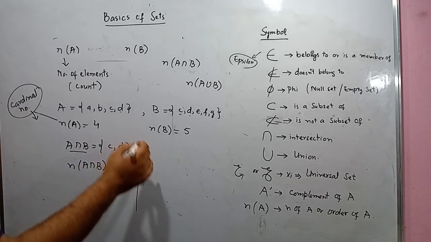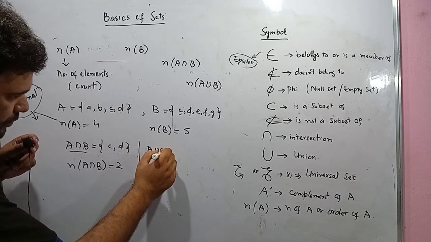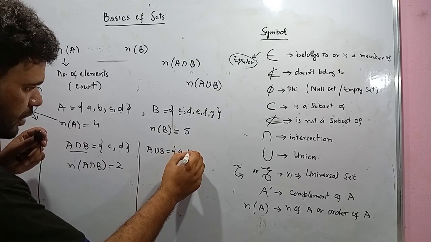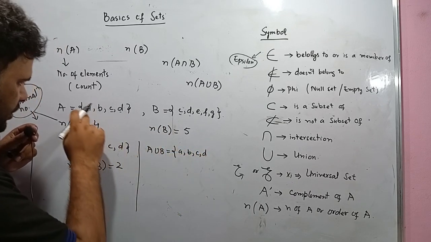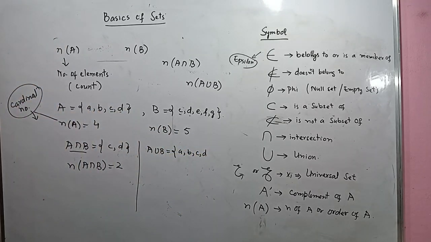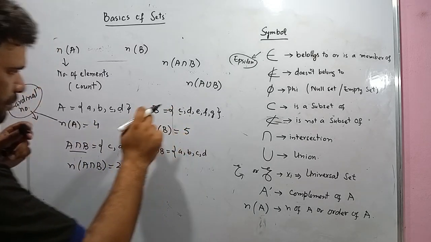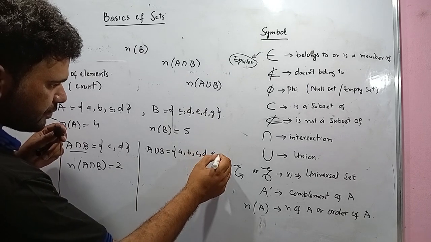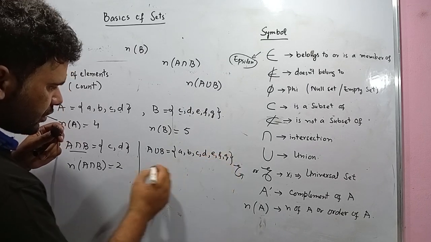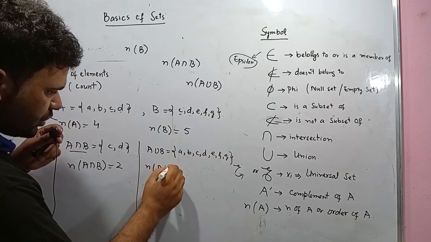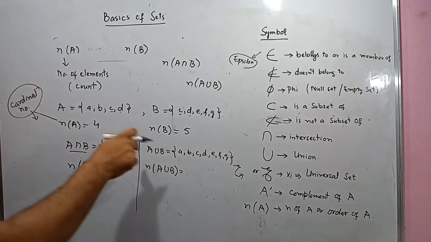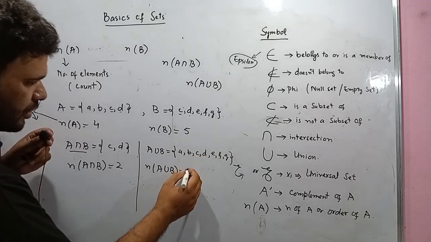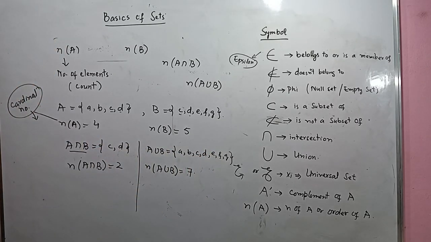Now one more thing. A union B. All elements of A and B. First I will write the elements of A. That's A, B, C, D. Now I will write elements of B. C, D is already written. So I will start with E, F, G. So N of A union B is how many elements are in this set A union B. 1, 2, 3, 4, 5, 6, 7. So 7 is the answer.